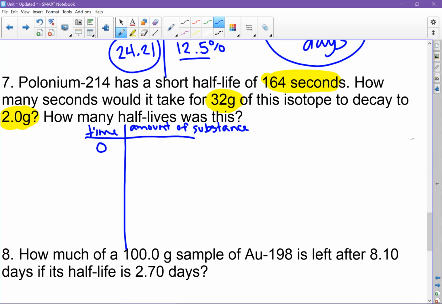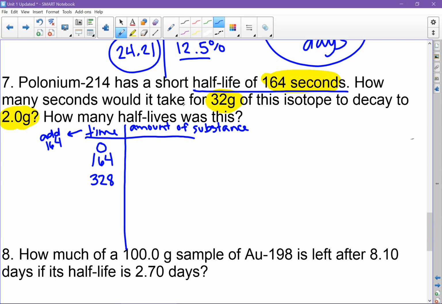So remember, time always starts at 0, and in this column we're going to add. And it tells us that the half-life is 164 seconds. So what we're adding over here is 164. So if I did 0 plus 164, it's 164. If I added that again, it's 328, but we don't know how far we have to go. So let's use our amount column to figure that out.